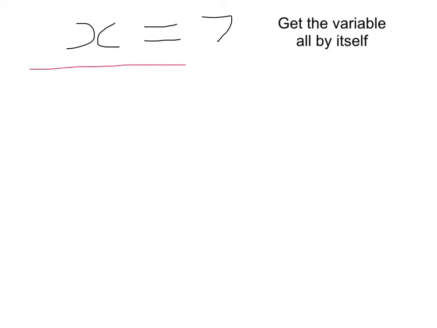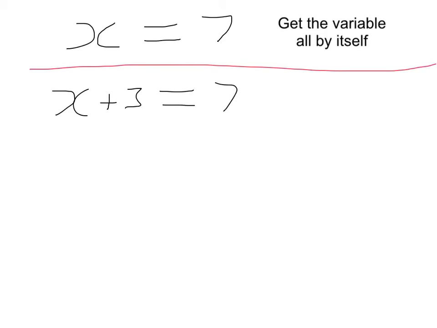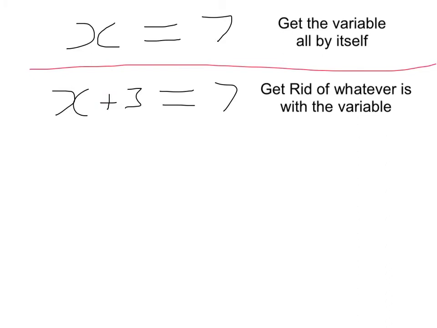Now, when we start to put things beside the x, for example, we have x plus 3, and that equals, well, we can say that equals 7 as well. We have to remember that we want x all by itself, so we want to get rid of the 3. In other words, whatever is with the x, we just want to get rid of it. We don't want it there anymore. So how we do that is we perform the opposite operation.